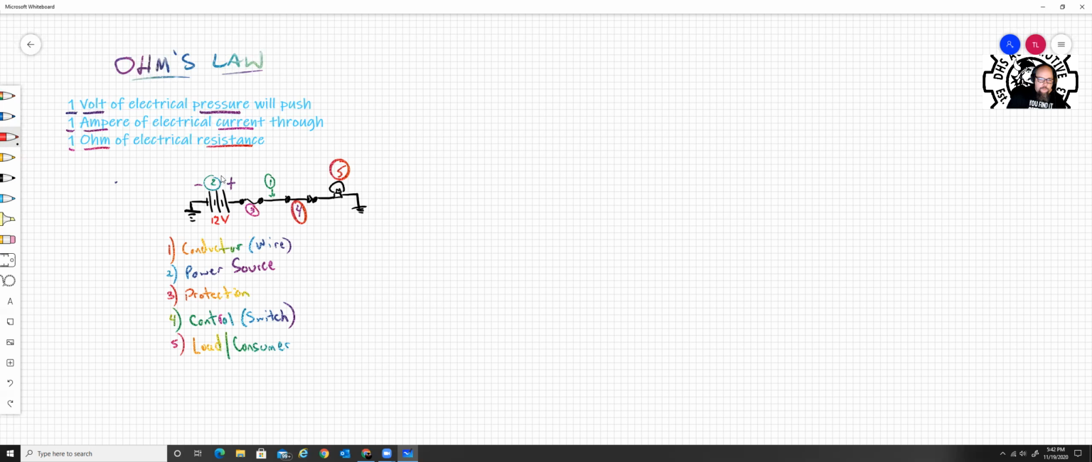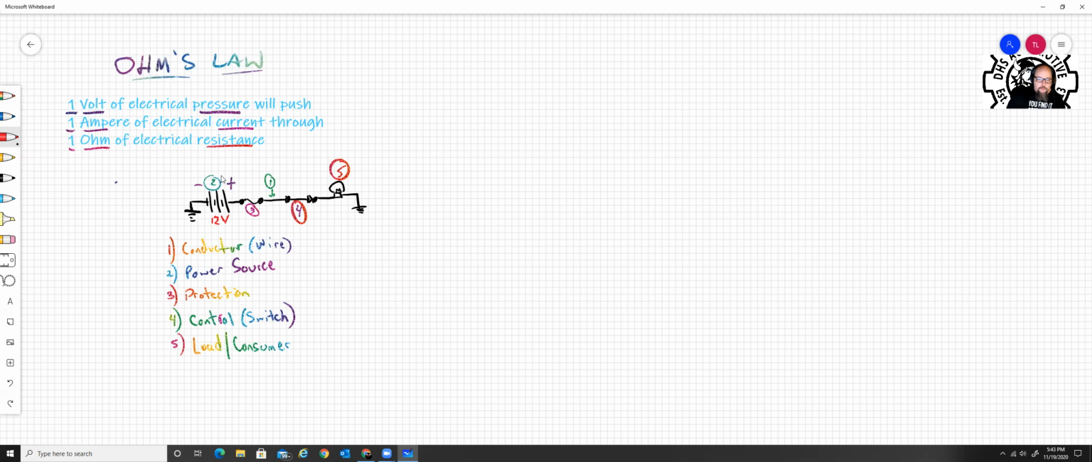Right here is our fuse protection. This is protecting against high current flow. If the flow of current goes too high, heat will be generated, and that heat will melt open the fuse. It will fail and melt apart, so there's no more connection, to physically protect the rest of the parts in the circuit.